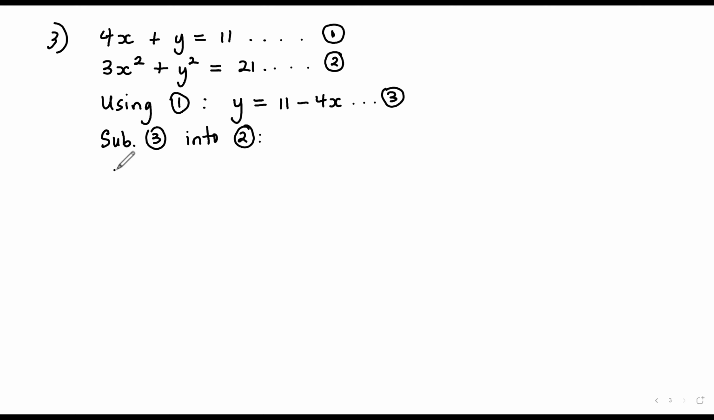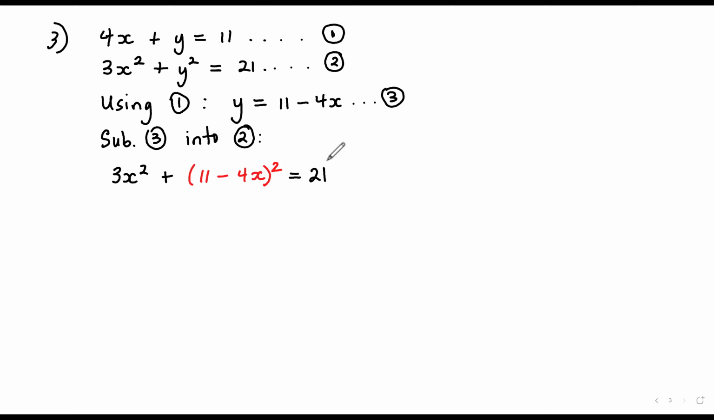So that would remain as 3x squared. And wherever I have y, I am replacing that with 11 minus 4x. Now notice that this is y squared, so this would really be 11 minus 4x all to be squared, right? That is equal to 21. And now we have to simplify this equation.